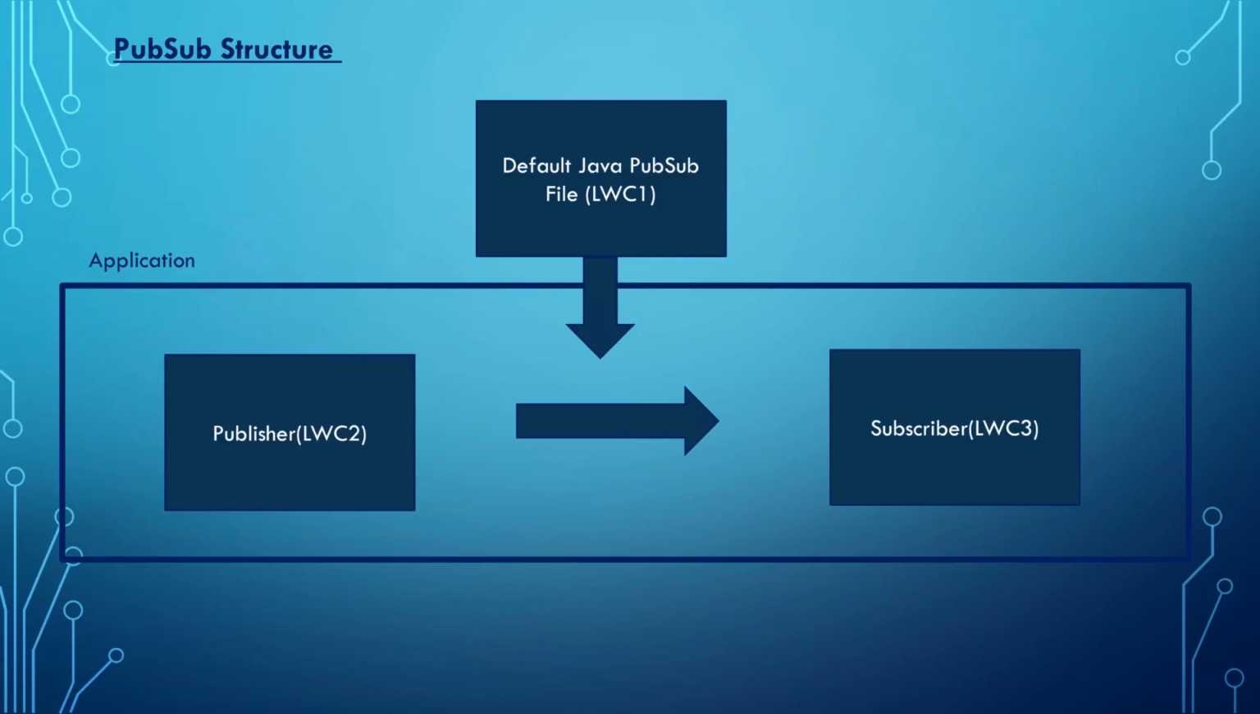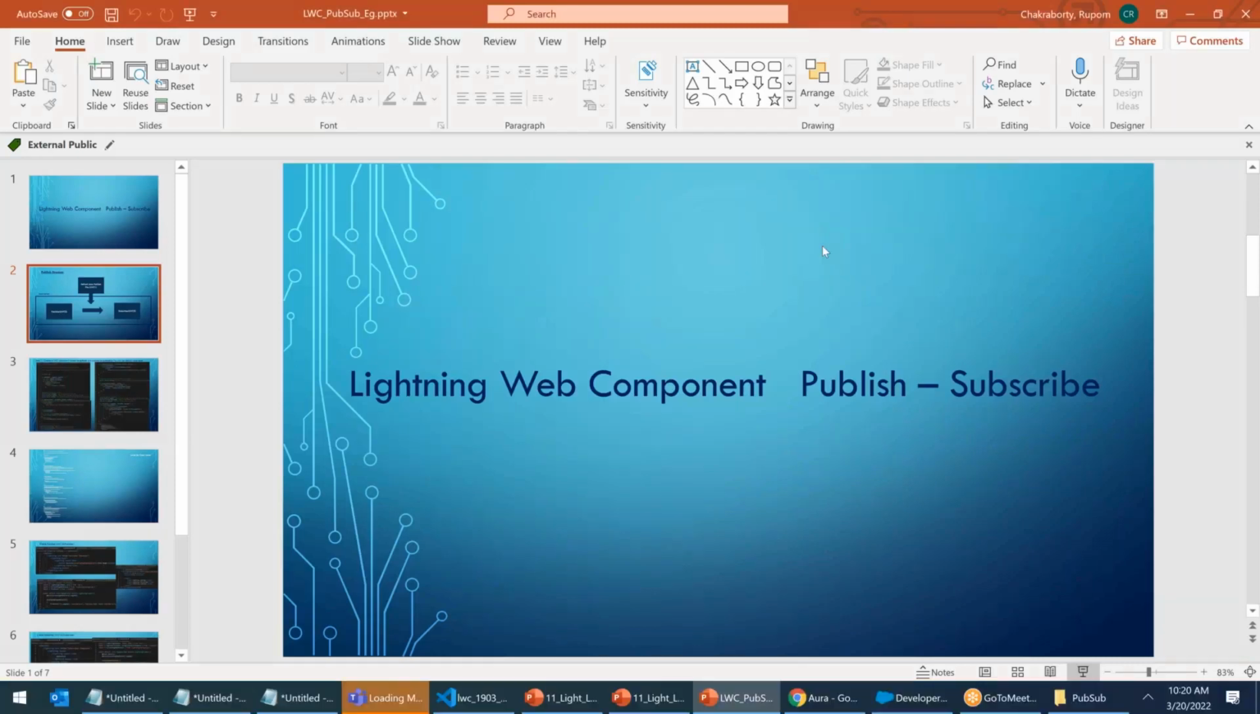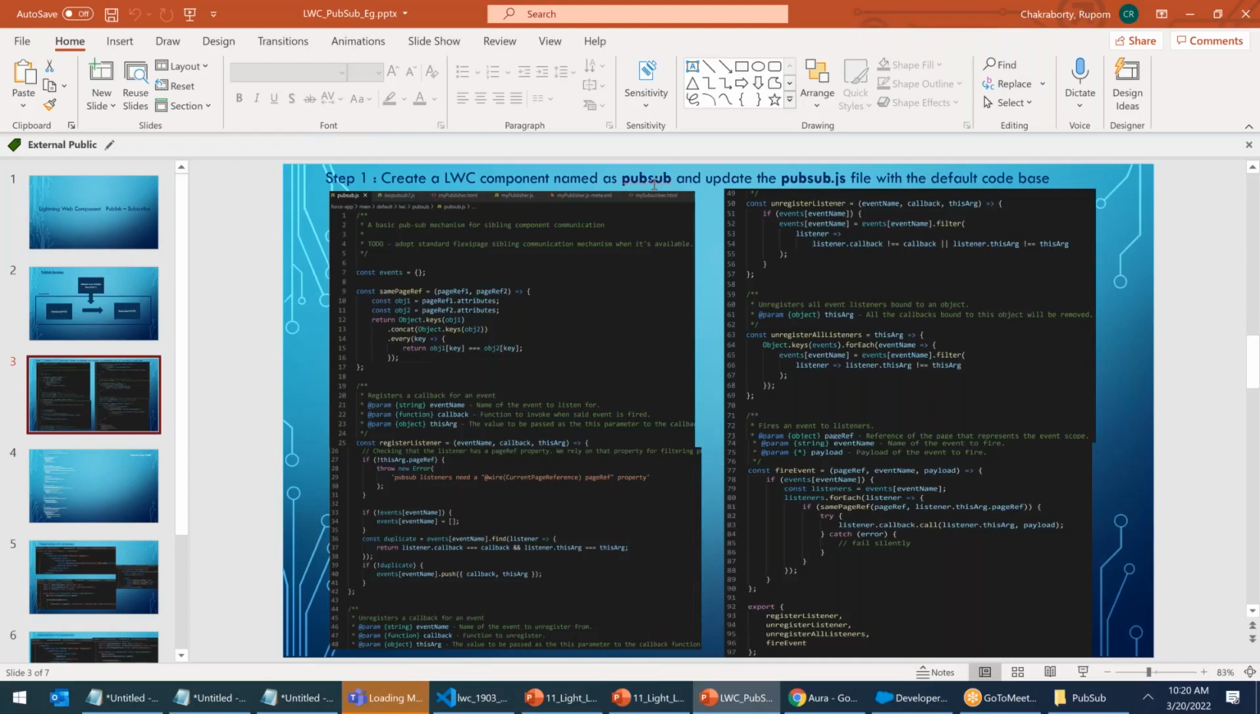So today we will see this PubSub model. What you have to do in the PubSub model, Rupam, all the steps are clearly defined to you. Step one, create a Lightning Web component and name it PubSub. See, I have given a clear instruction on what to be done. A clear instruction is given that this is the way we'll use PubSub.